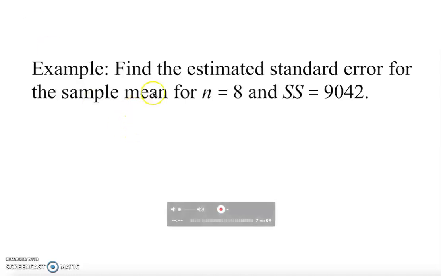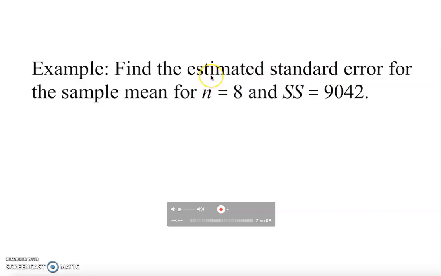Okay, in this example, I'm going to show you how to find the estimated standard error of the sample mean given the sample size and sum squared. Remember, this is not a standard deviation. This is the sum squared. So what is the formula for estimated standard error of the mean? This is what the question is asking.